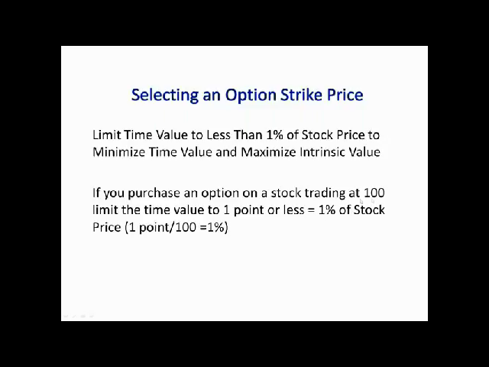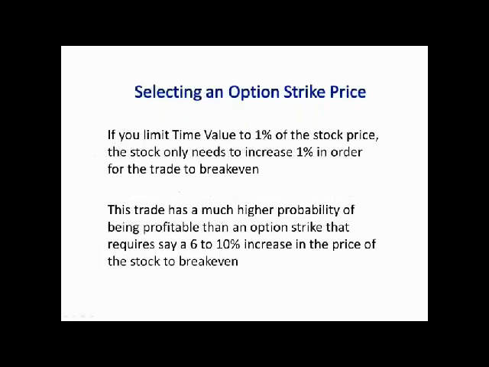That would be 1% of a stock trading at 100. So if you're buying a call option on a stock trading at 100, you want to limit that time value portion of the option to 1 point or less, which would be 1% of the stock price. If you limit that time value to 1% of the stock price, the stock only has to go up 1% in order for the trade to break even and for you to start making money.